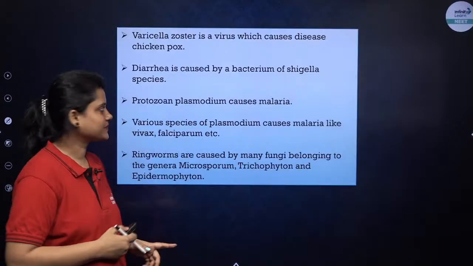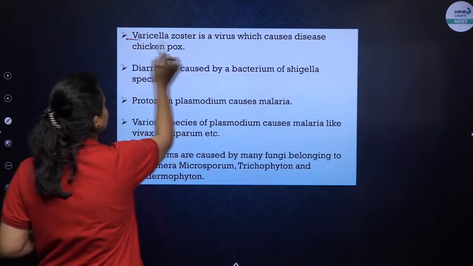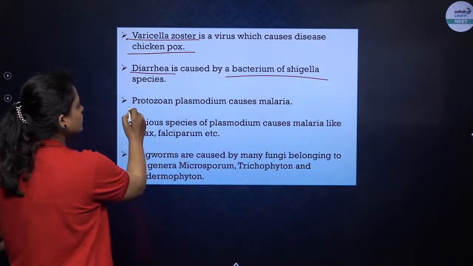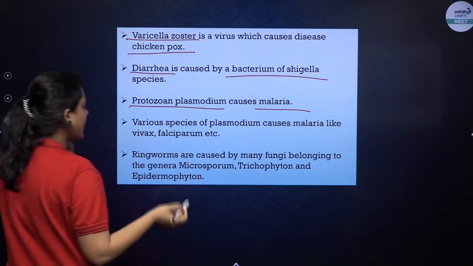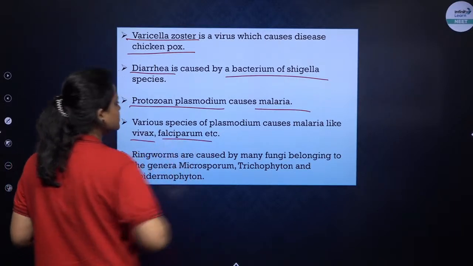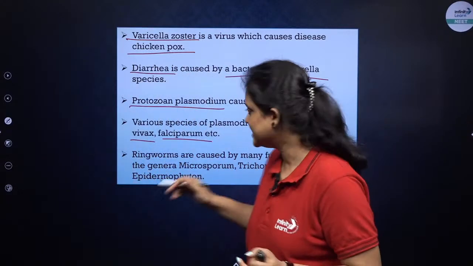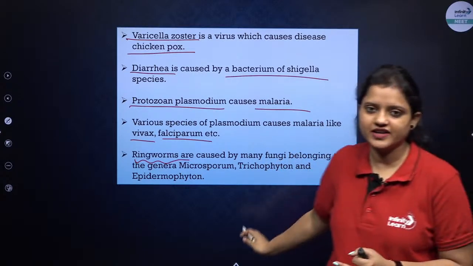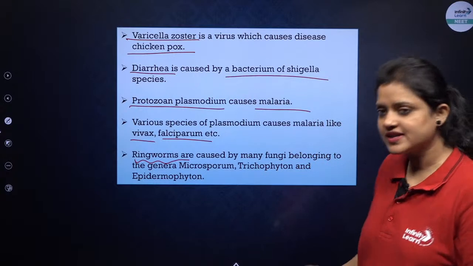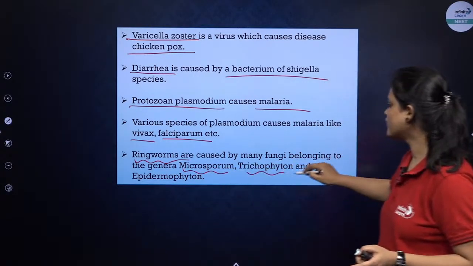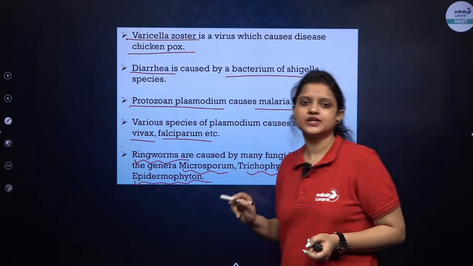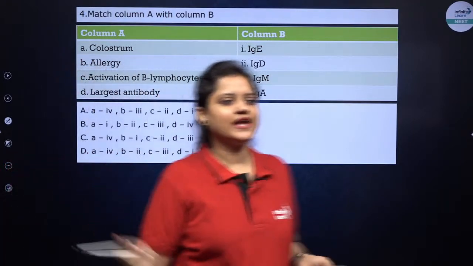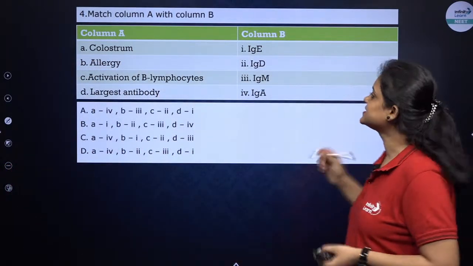Correct option here was D. So here we can see varicella zoster is a virus that causes chicken pox. Diarrhea is caused by bacterium Shigella. Protozoan Plasmodium causes malaria, and we know that there are various species of Plasmodium that causes different types of malaria. Ringworms are caused by fungi, and which all fungi are responsible for ringworm? Very important question asked in NEET, given in your NCERT. Microsporum, Trichophyton and Epidermophyton. Note it down everyone, very important information, right? Next question. Can you tell me the answer of this question, Pujita and status?